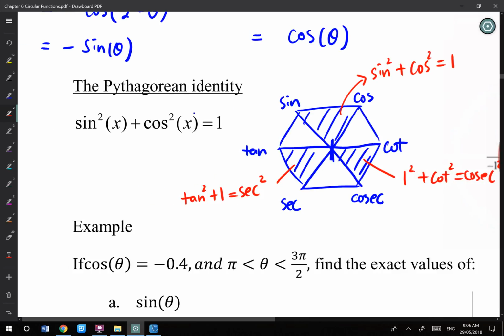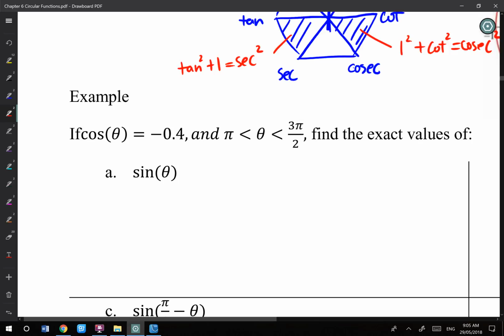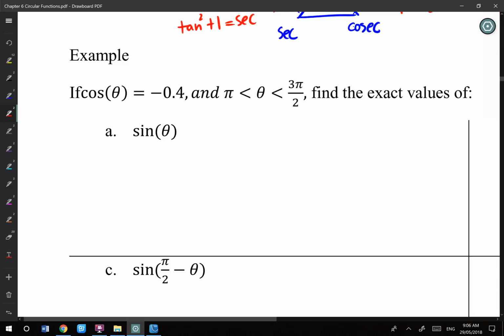Okay, when do we use this? This is so important. When do we use sine squared plus cos squared equals 1? For any angle, if I give you any one, sine or cosine, you can work out all the rest. So how can I work out all the rest? Say cosine theta equals negative 0.4.